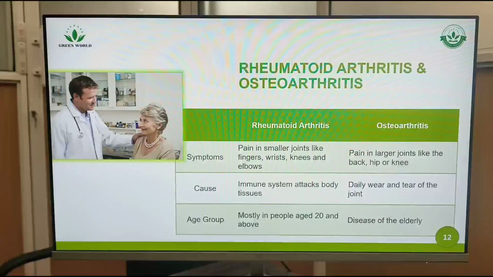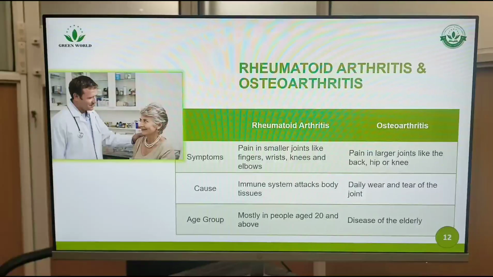And for osteoarthritis, it is the pain in larger joints like the back, hip, or also knee. Those we call the larger joints, okay? So the cause of the two arthritis are totally different. They are not caused by one thing. That's why I'm still repeating, it is important to identify the root cause of a problem before treating it.